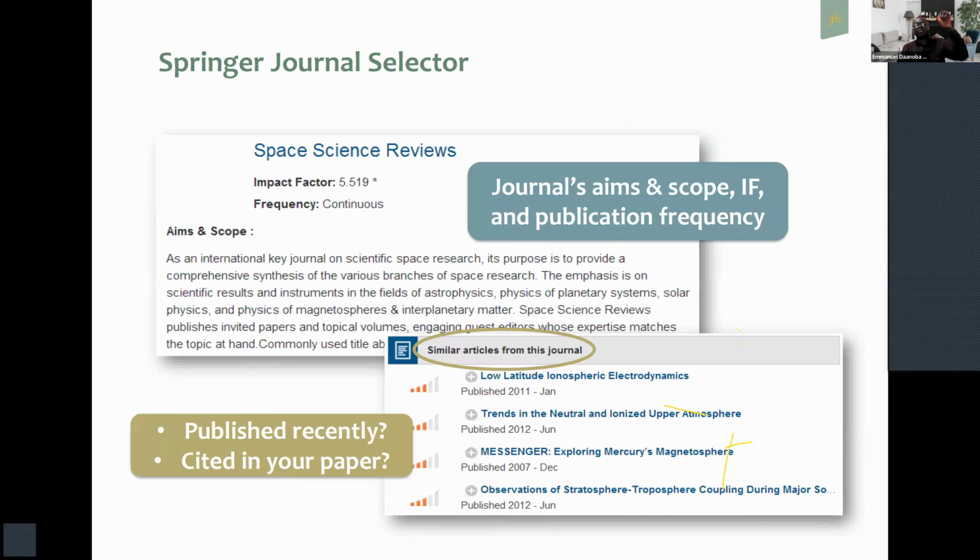So if you get a recommended journal, you can just click on it and get the details of the journal. You see the aims and the scope of the journal, then the impact factor and everything. Has it even published some papers quite recently? And all that. Then you can know whether you can actually submit your work there.